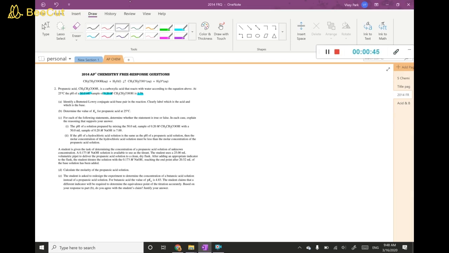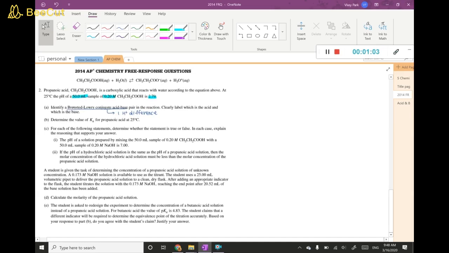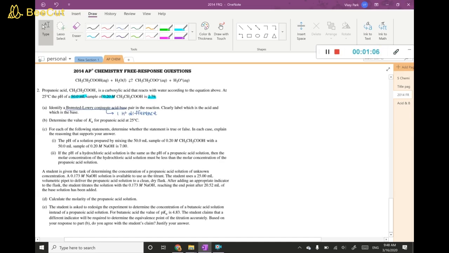So A says, identify a Brønsted-Lowry conjugate acid-base pair in the reaction, clearly label which is the acid and which is the base. And if you guys remember Brønsted-Lowry acid and base, it's just one proton difference, and that is the definition basically. Okay, so the acid is probably going to have one more proton and the base is going to have one less. So here, CH3CH2COOH, this is going to be the acid, and the one with one less proton is going to be its conjugate base.